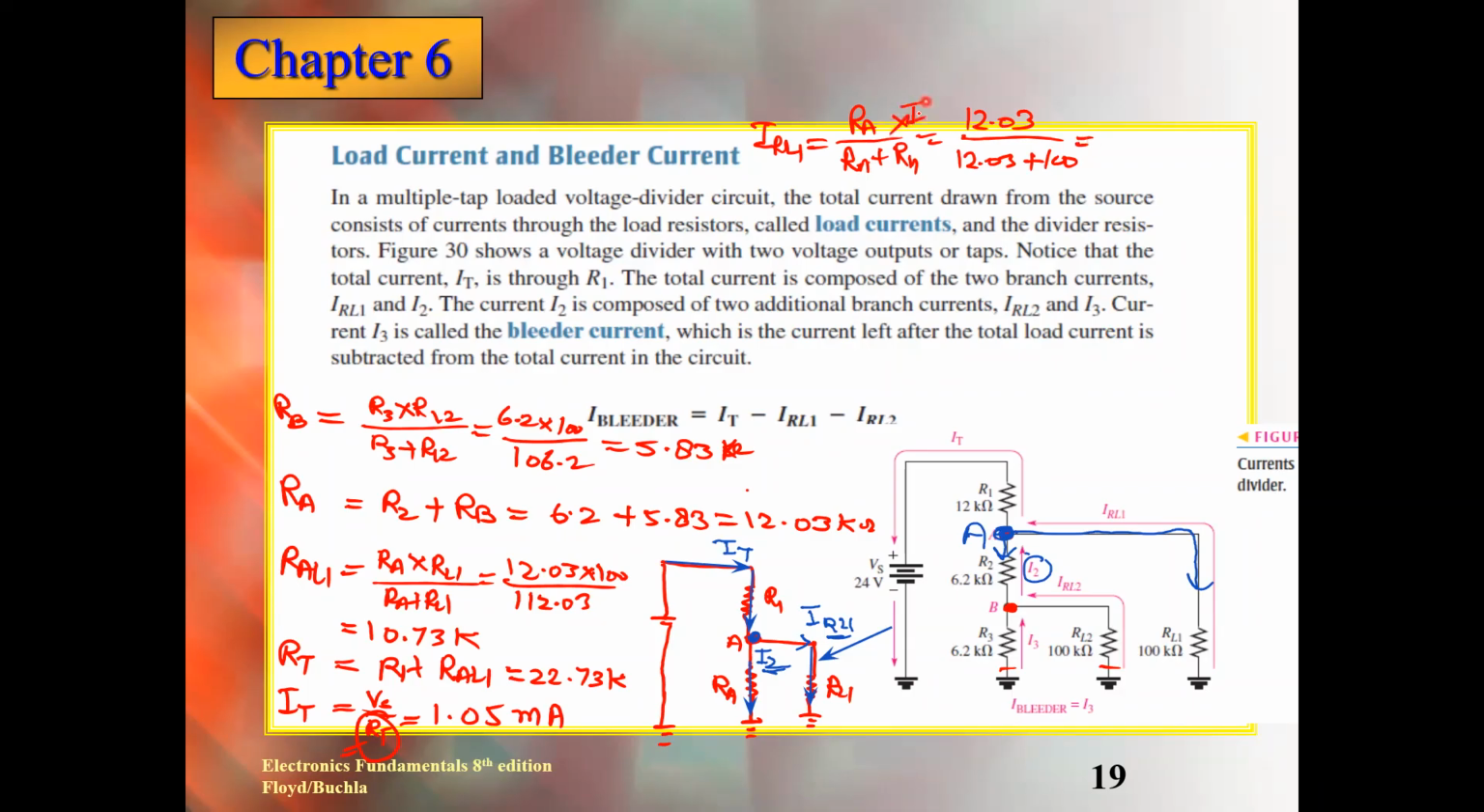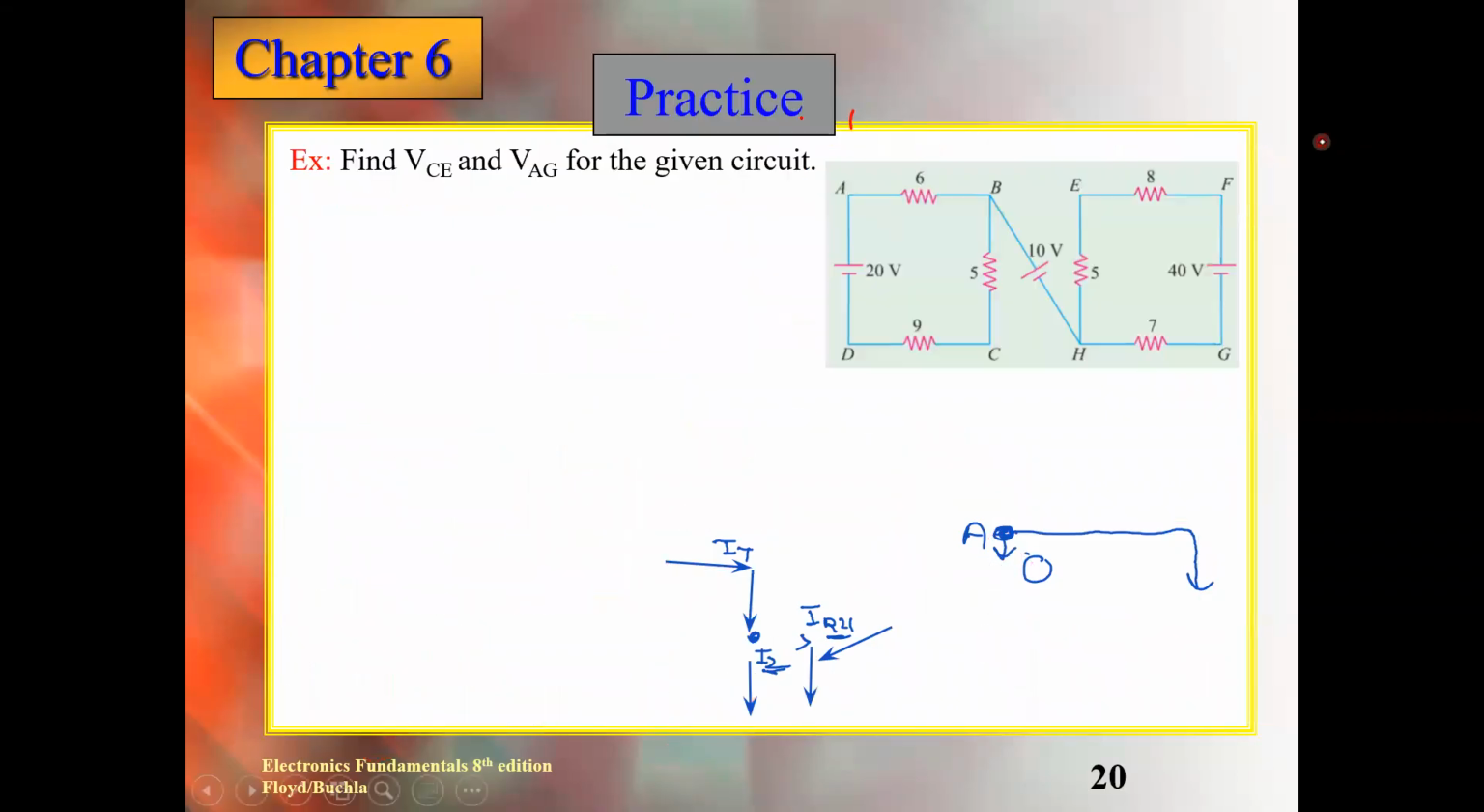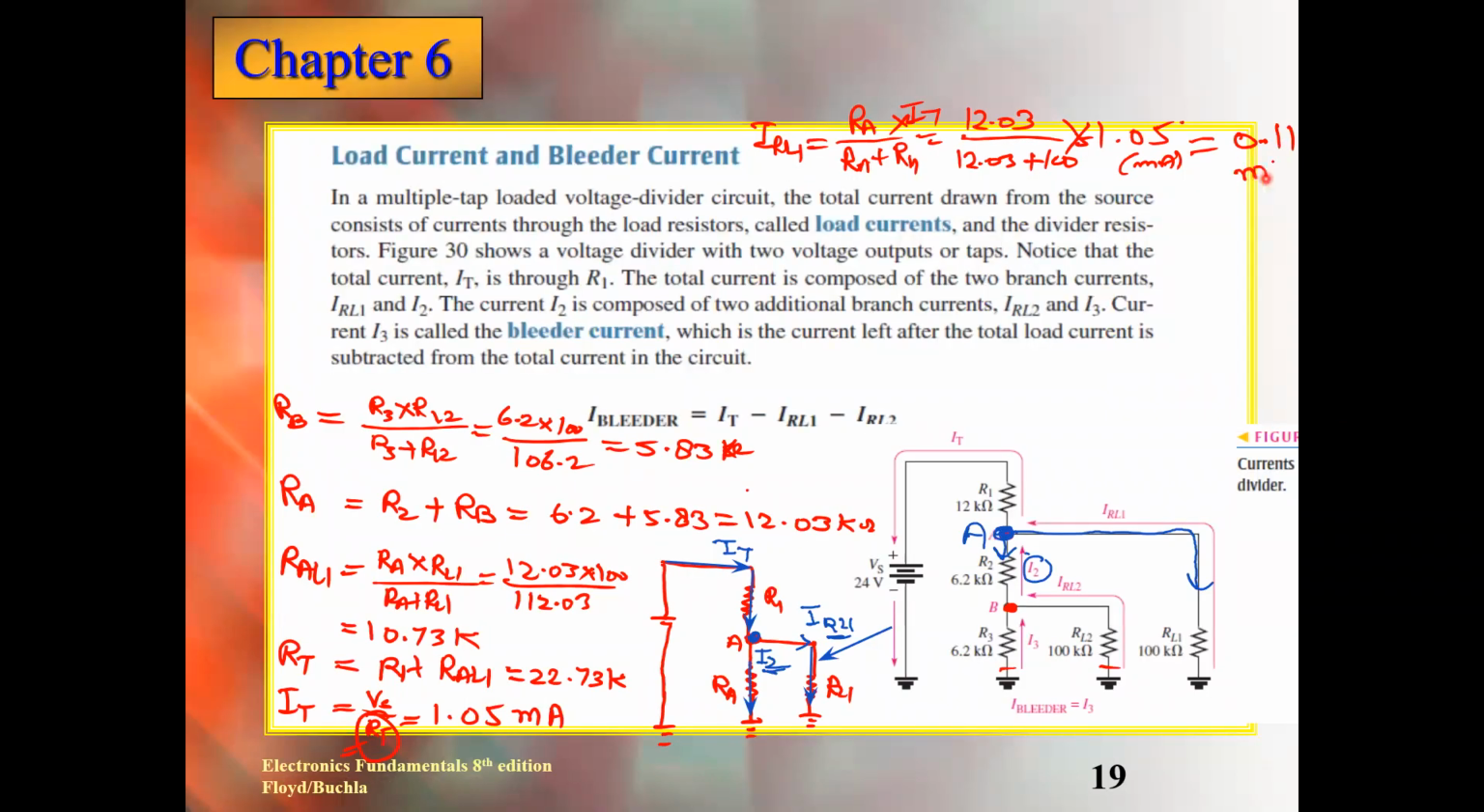Multiply by the total current, IT. Same IT. And how much is the IT? 1.05 milliampere. Calculate this now. 0.11 milliampere. Okay, recheck. Other students also. Is this same? Yeah, same. So this way you calculate one load current, right?